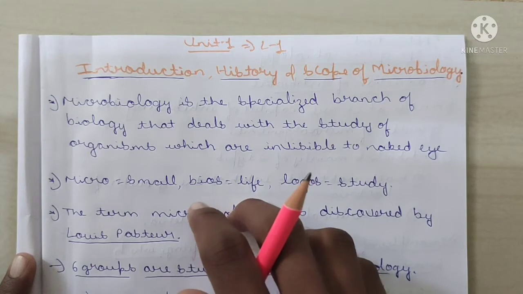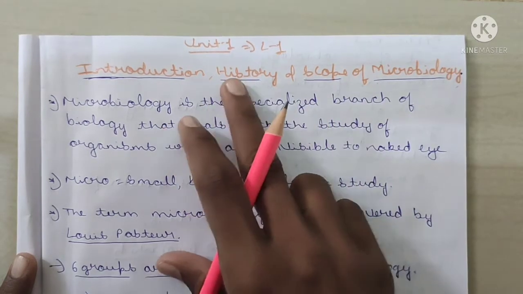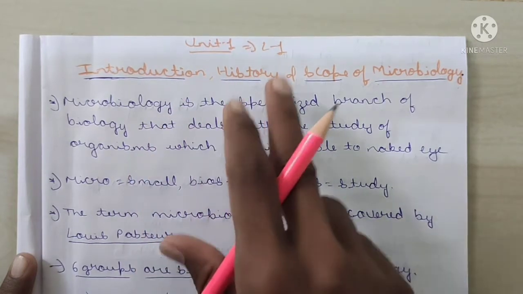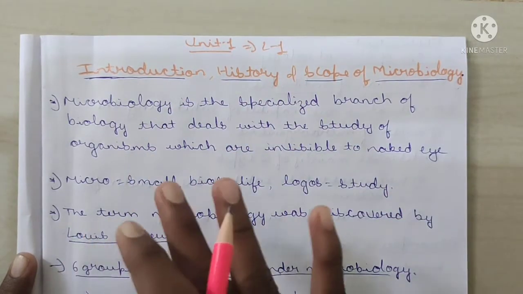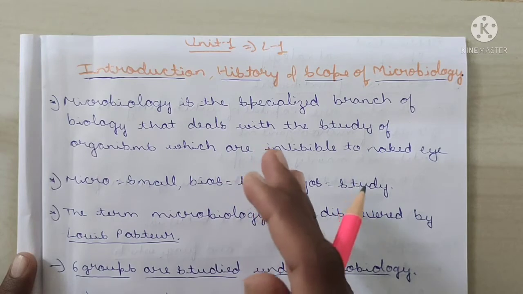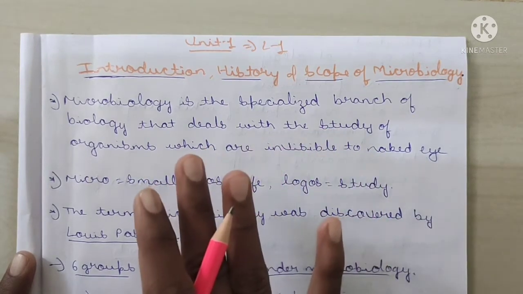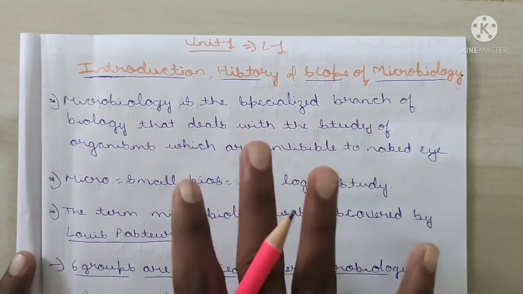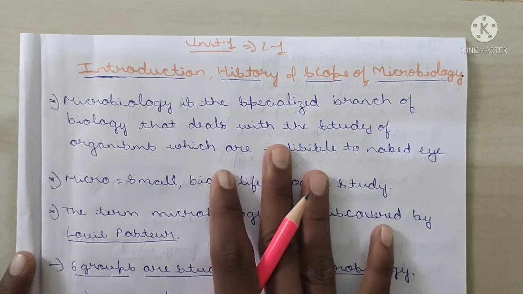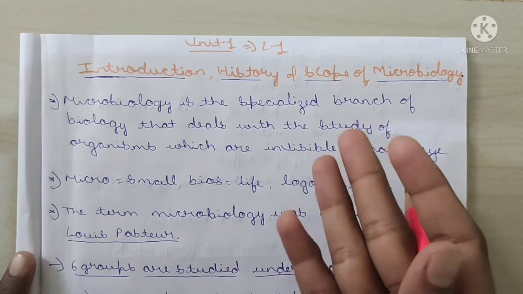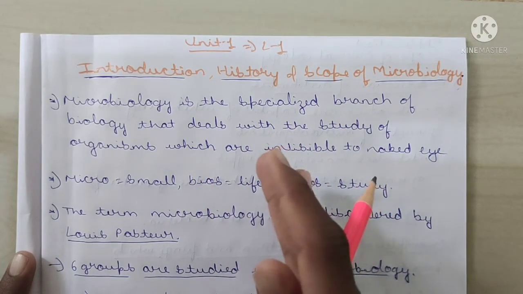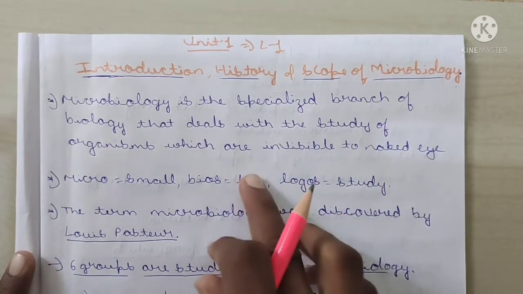In unit 1, this is lecture 1. Unit 1, lecture 1. Here we will discuss the introduction, history and scope of microbiology. It's a simple and very minute concept in your microbiology, but it is very important. Without understanding what microbiology is, its history and its scope, we cannot reach our destination. So it is very important.